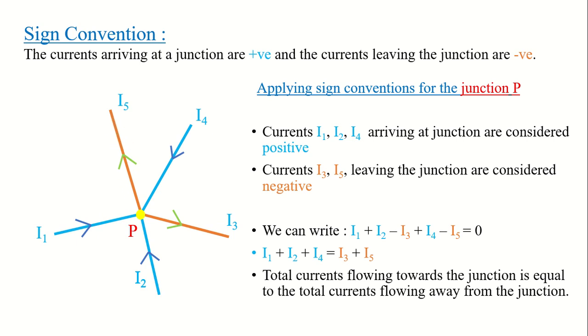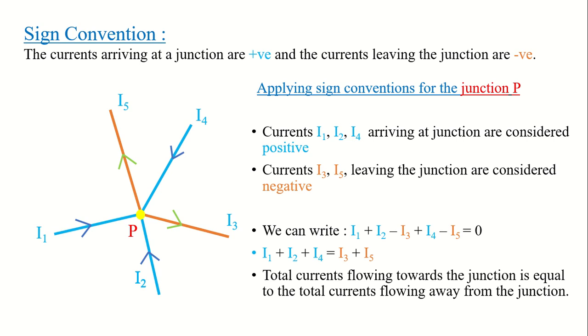So according to the sign convention, the currents arriving at a junction are positive and the currents leaving the junction are negative. So you can see I1, I2 and I4 will be positive and I3 and I5 will be negative. Taking the sign conventions, we can write I1 plus I2 minus I3 plus I4 minus I5 is equal to 0. Or, taking all the negatives to the right hand side, you will get the equation I1 plus I2 plus I4 equals I3 plus I5.